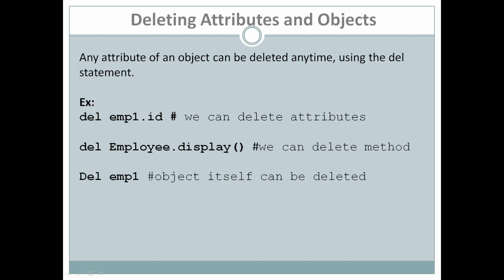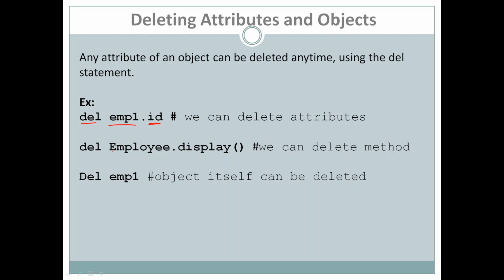Look at this example. del emp1.id. Suppose in the last example where we had created id and name, and suppose you want to delete the attribute id from the object, then we can delete it like this: del emp1.id. So we are deleting emp1's id, and the id attribute will be removed from emp1.